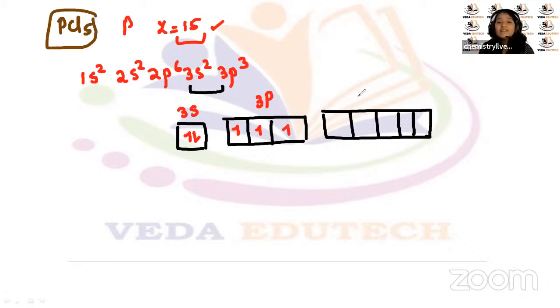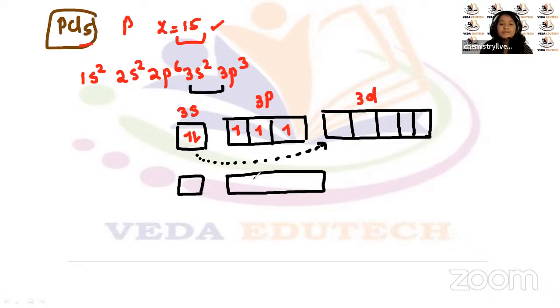Now what we are having? We are having 3d here. Now we want to form 5 bonds. How many bonds? 5 bonds. So what I'm going to do, I'm going to shift one of these to 3d, so that I will do hybridization. So this is here, and 1, 2, 3. This is here. So after we shift, what are we going to get? 1, 2, 3, 4, 5.